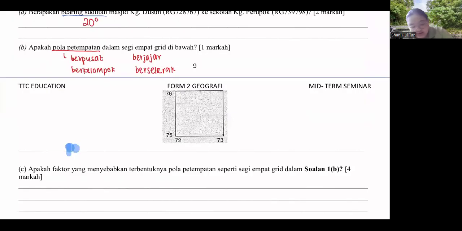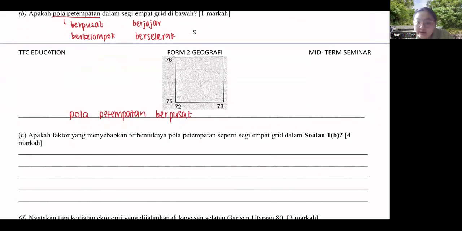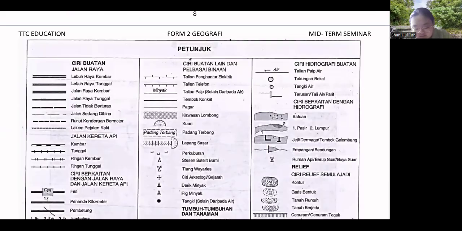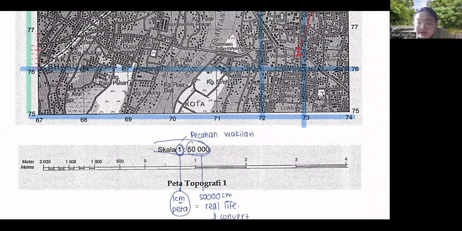But if you write your answer, you don't just write berpusat, right? You will write the full one. Pola pertempatan berpusat. When it's full of houses, we will treat it as berpusat. Now, normally they will come along with the question to ask you, apakah faktor, what are the factors that cause pembentukan pola pertempatan tersebut? Why do we have a lot of houses here? Why are the houses arranged like this? Yes, because of this kemudahan.